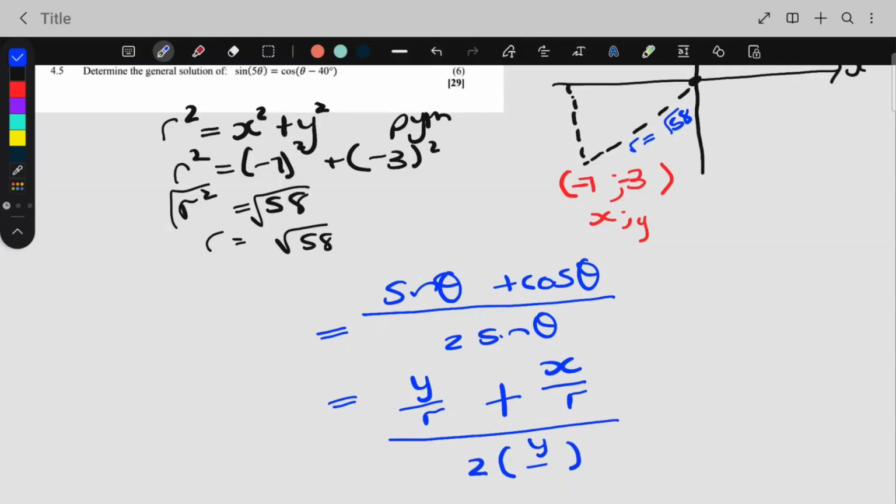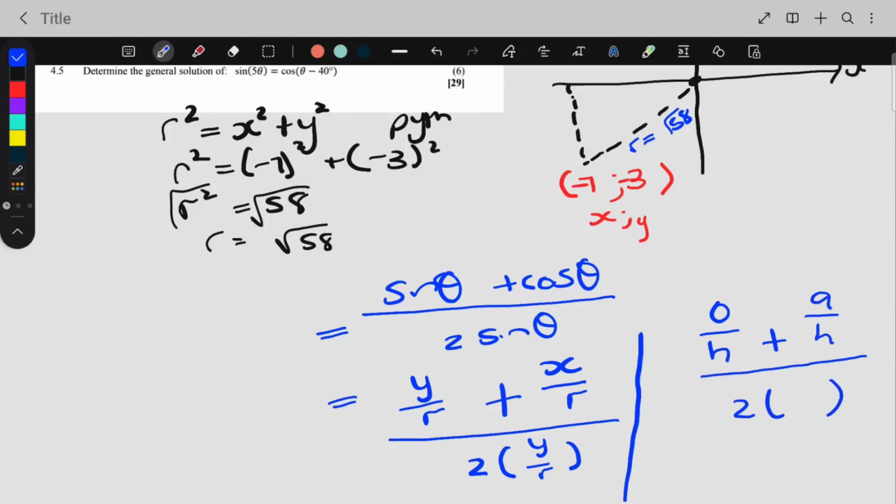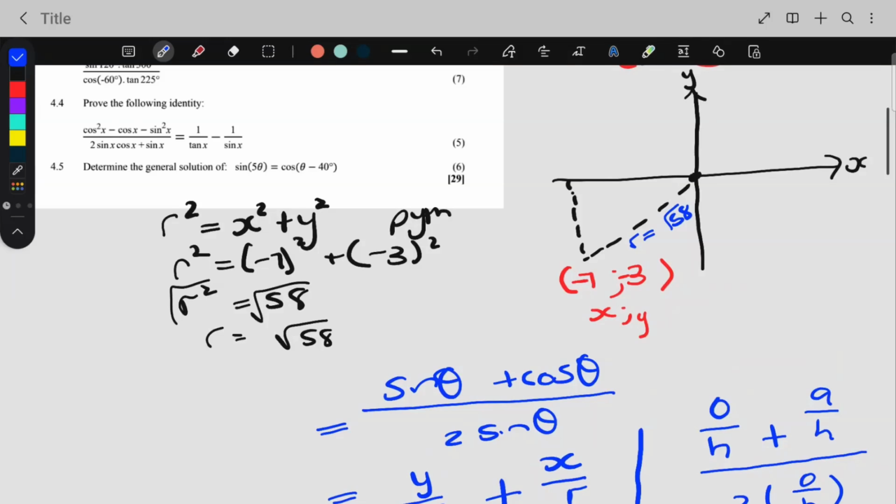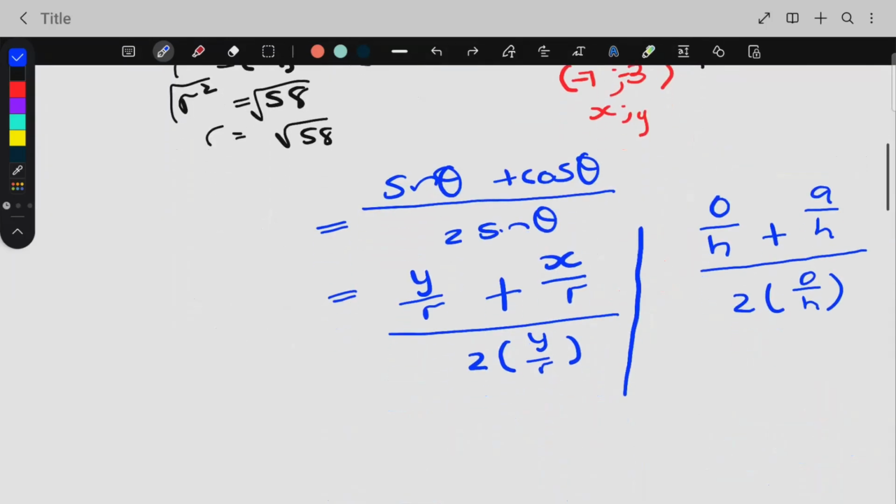Sine theta is y over r. And if you struggle with the x, y, and r, you can do sine theta is equal to opposite over hypotenuse plus cos theta is adjacent over hypotenuse. And that all over 2 times sine theta, which is opposite over hypotenuse. You can do that. Okay, let's draw the angle in here. So this is theta over here. You can choose any one of these. I'm going to stick to this one over here.